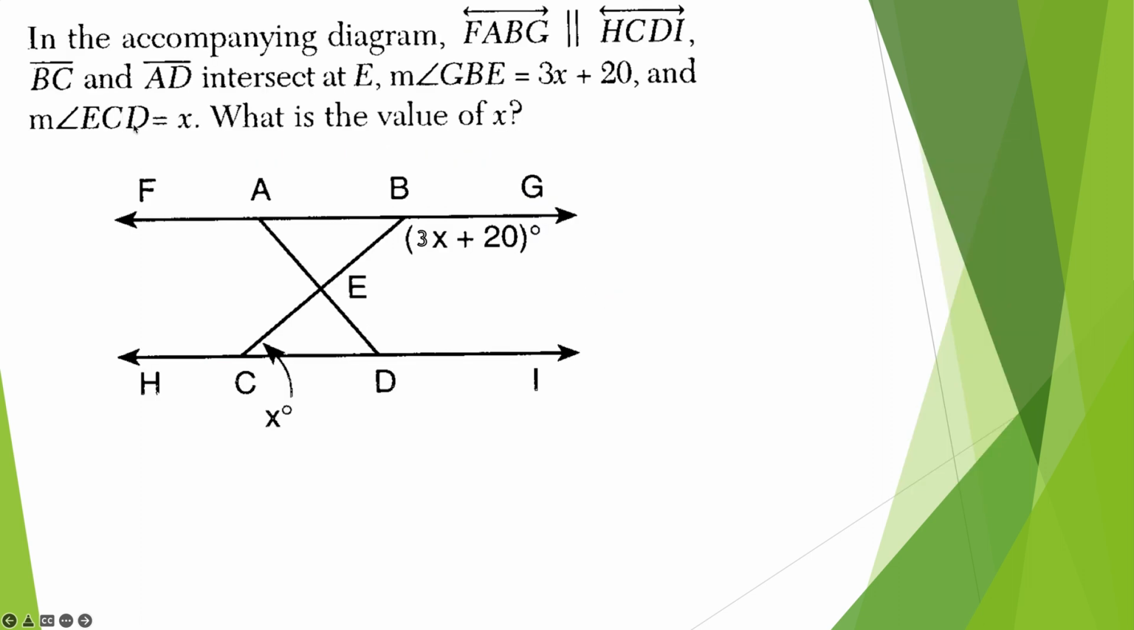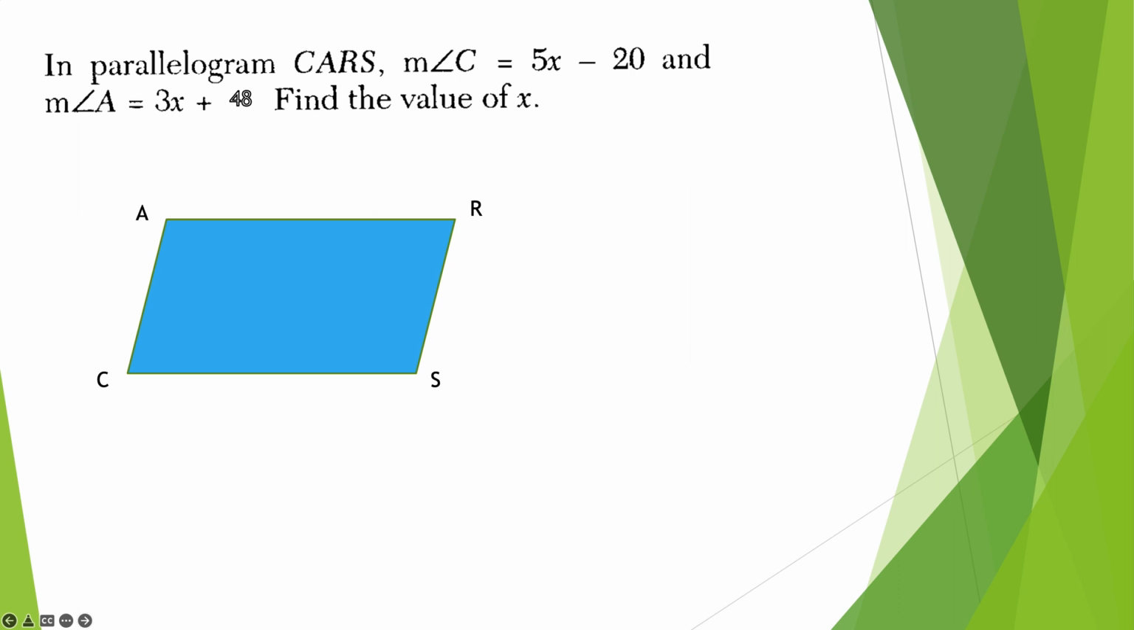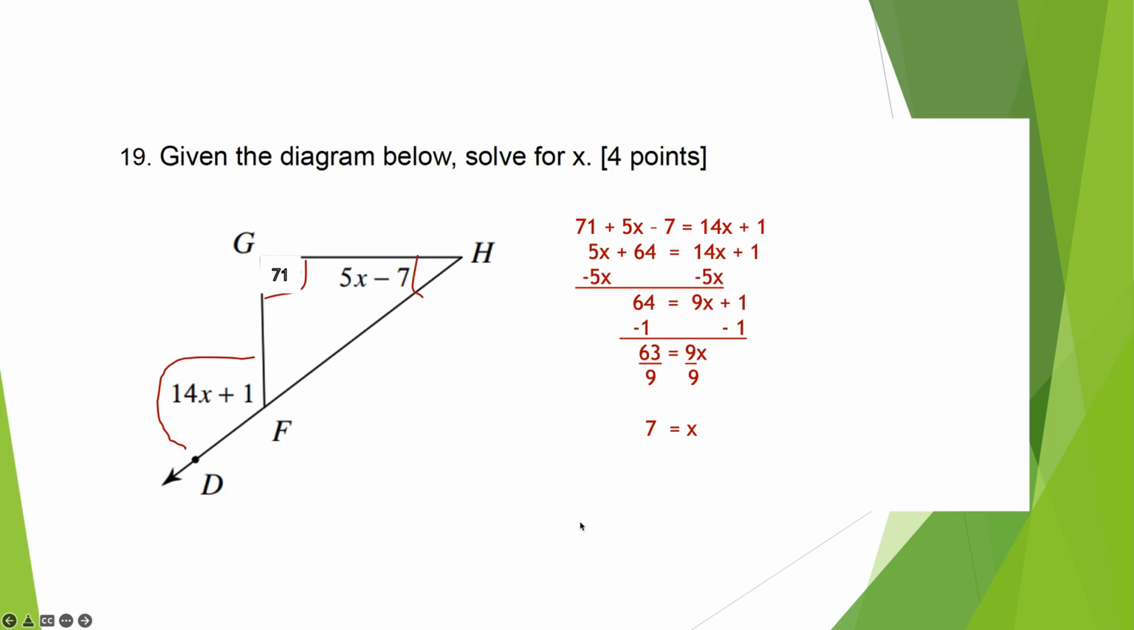64 is 9x plus 1. There we go. 64 is 9x plus 1. Subtracting 1 from both sides, 63 is 9x. Dividing by 9, x is 7.